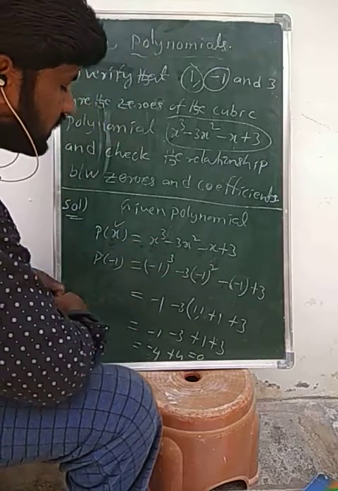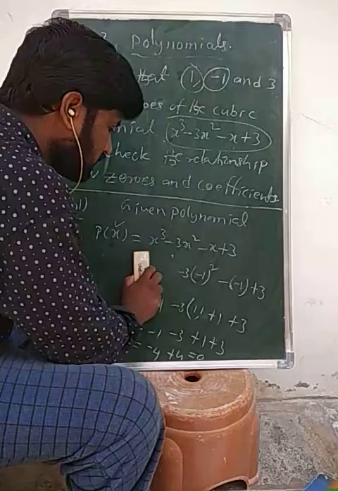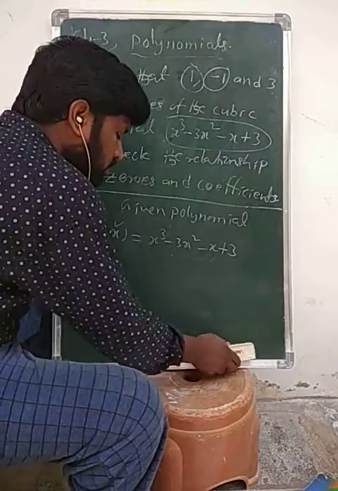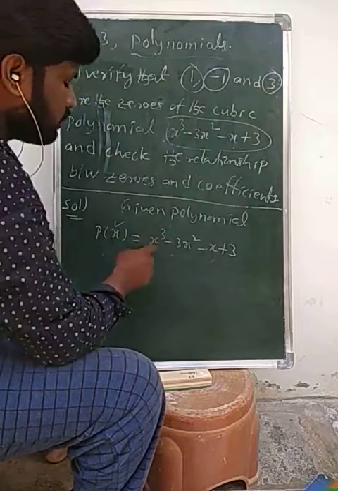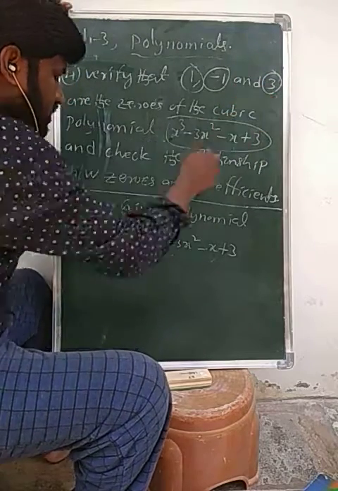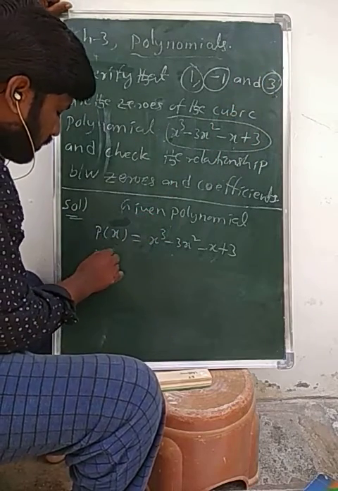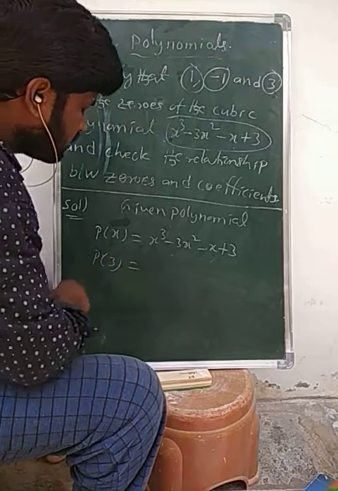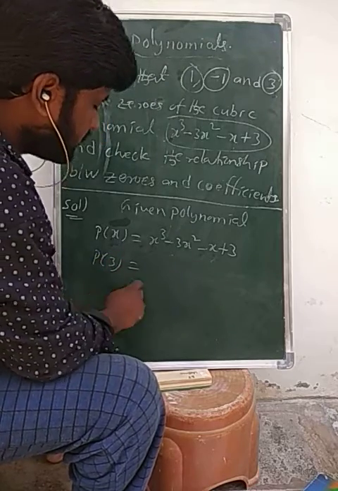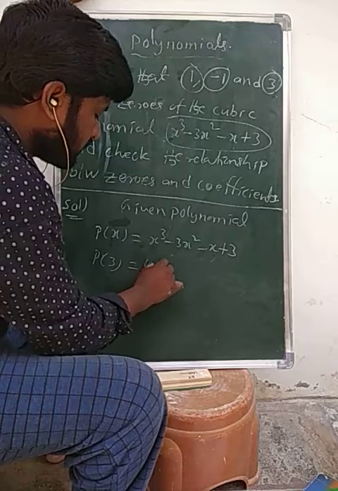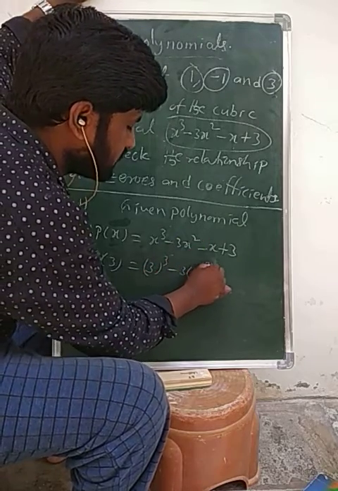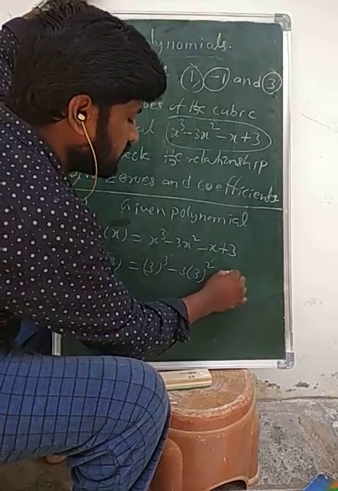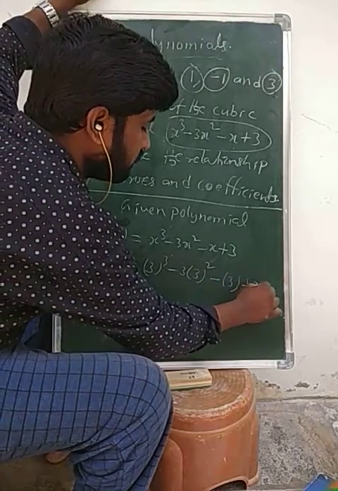Okay, let us consider one more given number. This time I am going to replace x with 3. P of 3 is equal to 3 power 3 minus 3 of x whole square, that is 3 square, minus x, that is minus 3, plus 3.